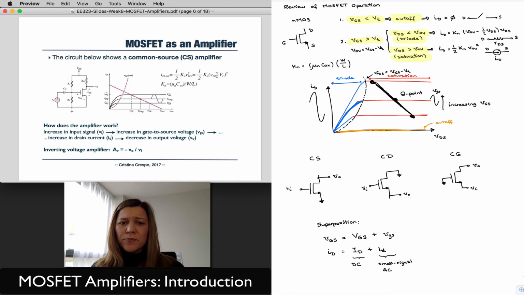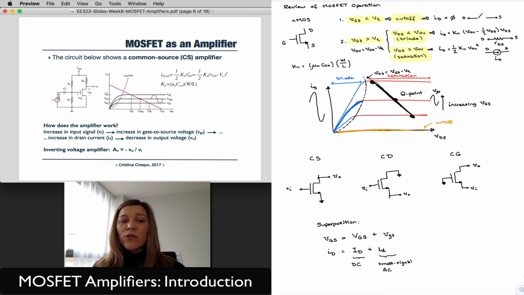Since VGS is related to the drain current through that square relationship, if I increase VGS, then my drain current also increases. And if my drain current increases, my voltage drop across resistor RD is going to increase, which means my output voltage is going to decrease, because my output voltage is VDD minus the voltage drop across RD. So if the voltage drop across RD is larger, then Vout corresponds to a lower voltage.